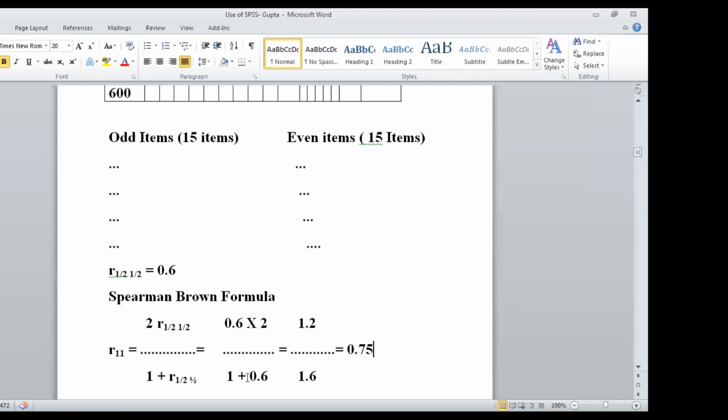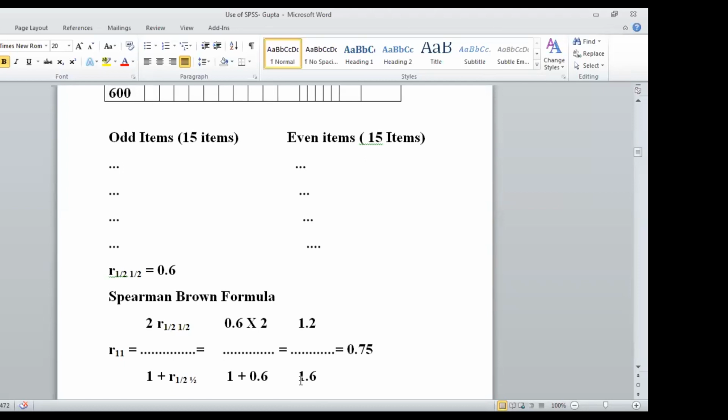And you cannot have it minus. If it is minus, then the correlation will be more than 1. You can see if I put it minus, 1 minus 0.6 means 0.4. And 1.2 divided by 0.4 means 3. And the correlation value cannot exceed 1. So therefore, they use the logic in order to come out with this particular formula, the Spearman-Brown formula.